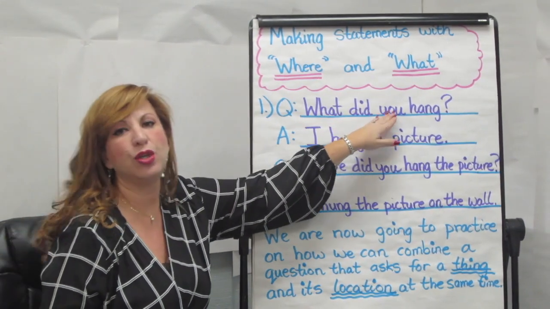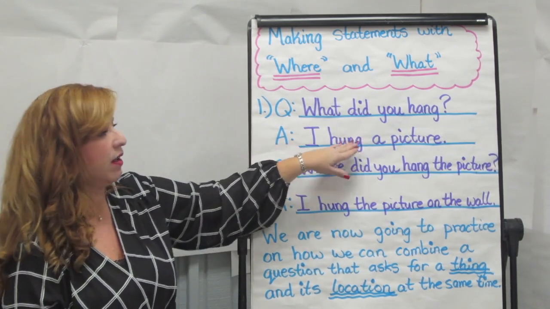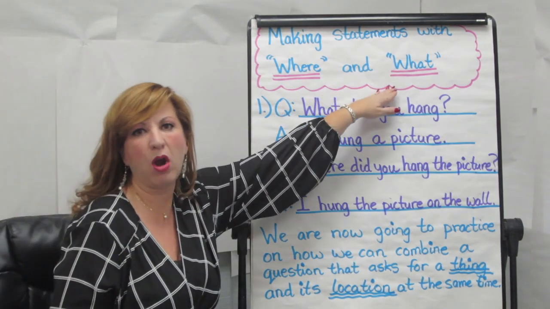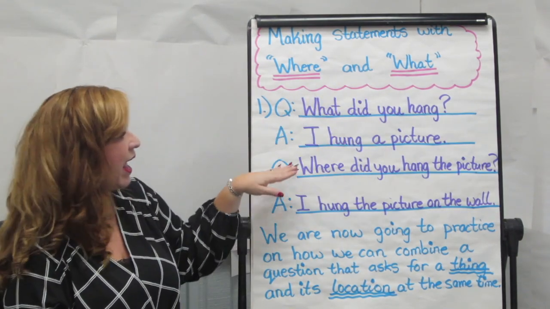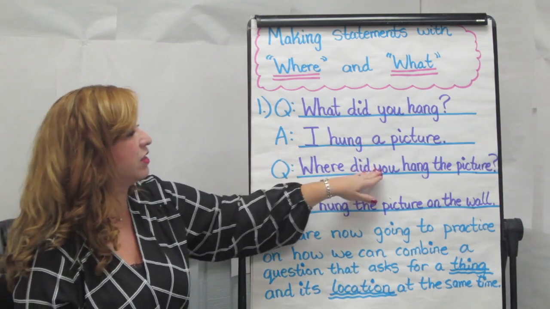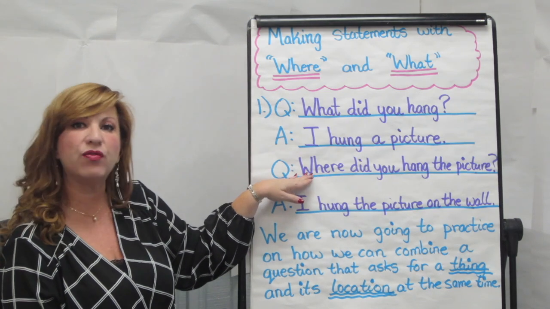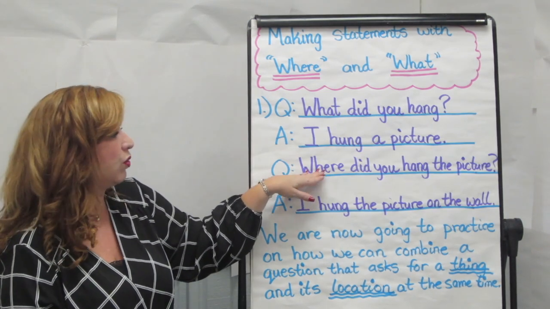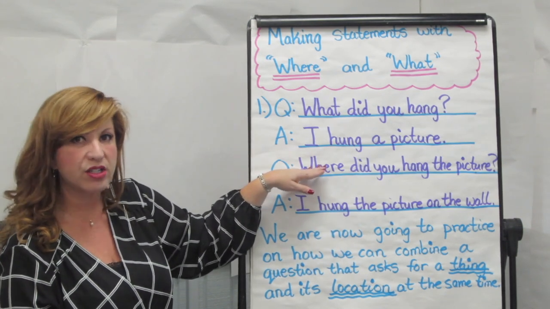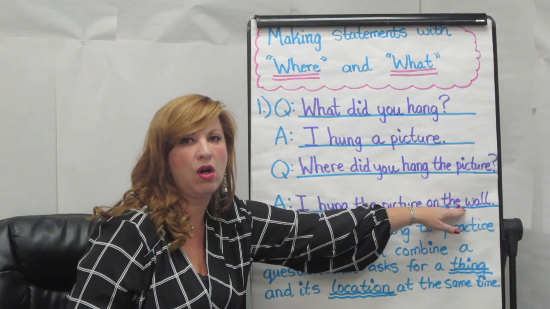What did you hang? The answer is, I hung a picture. So that would be the what part of our question. And now the second question would be, where did you hang the picture? Of course, if you remember, the where is asking for a location. So the answer is going to address the where. Where did you hang it? I hung the picture on the wall.